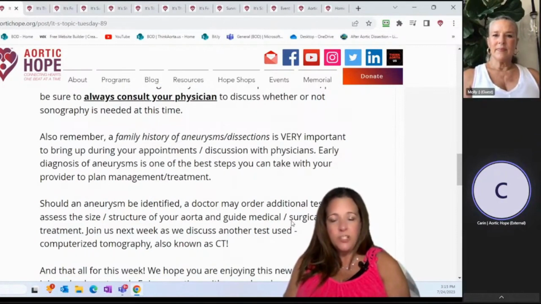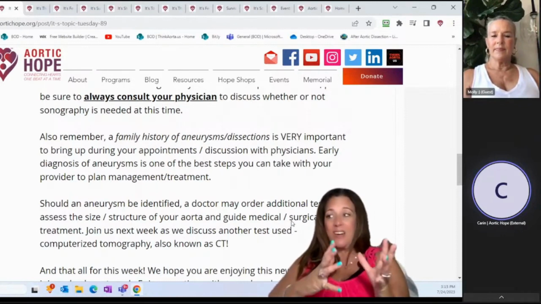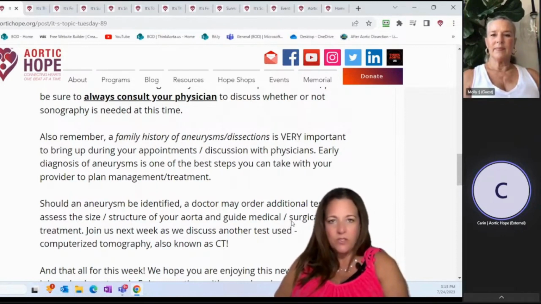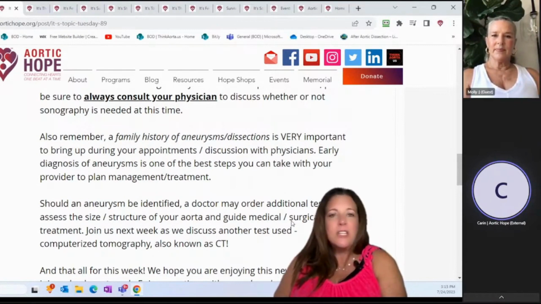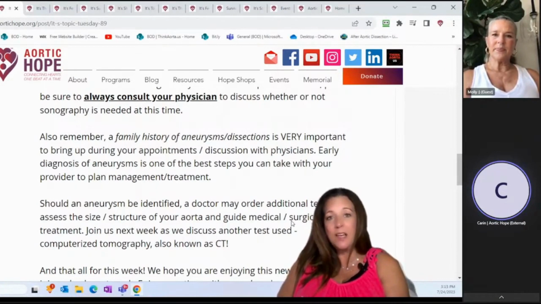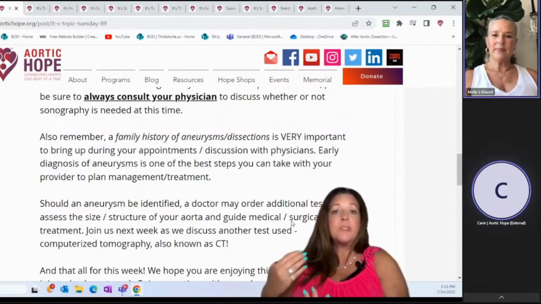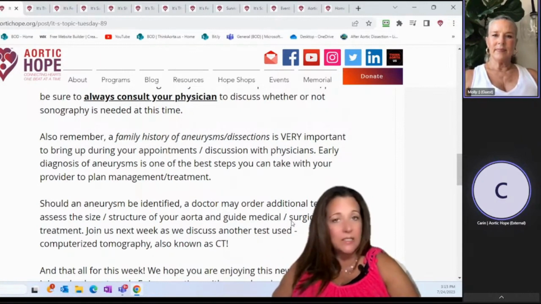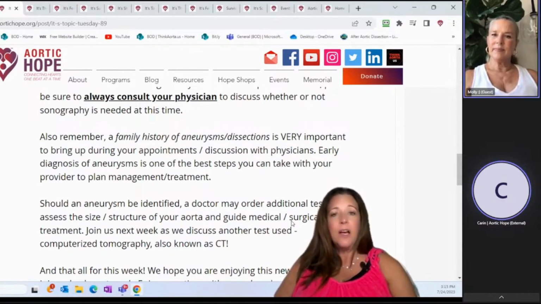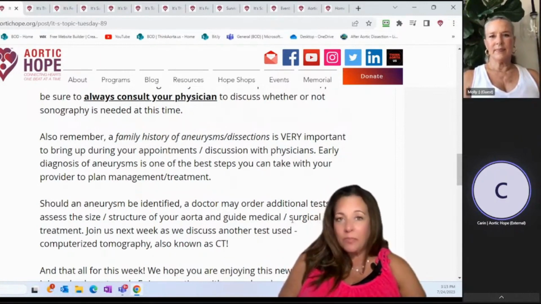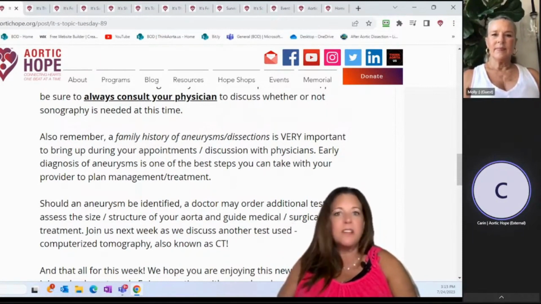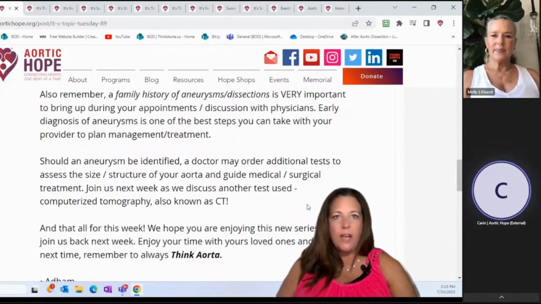But a family history of aneurysms and dissections, it's very important to bring this up during all of your doctor's appointments. And that's that whole think aorta, think family concept we always talk about. This is such an easy test to have, and it is very reliable in determining your baseline size of your aorta in specific areas. There's a whole section that it cannot see at all. But in addition to any valve problems, you would just easily have an echo or an ultrasound, and they would be able to determine what, if any, issues you're having.